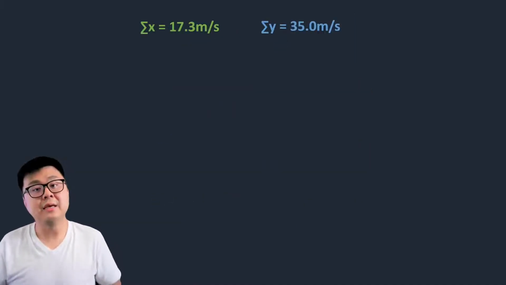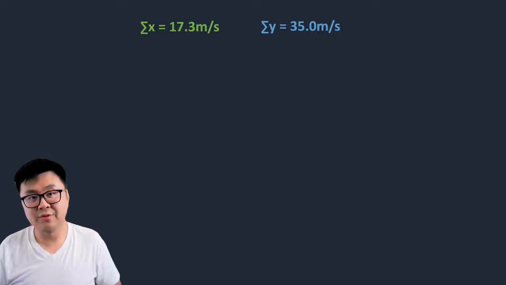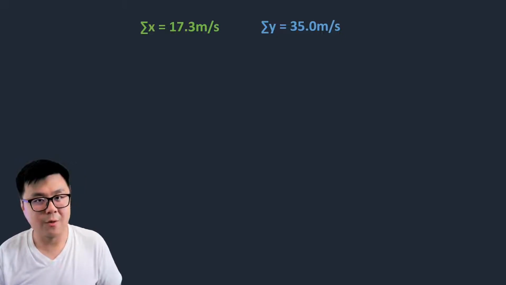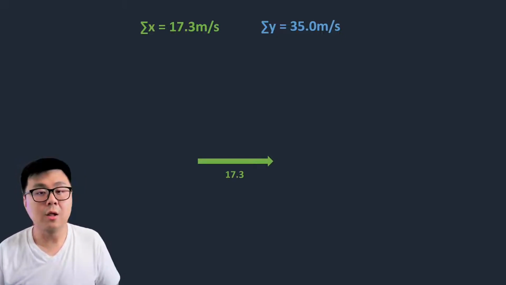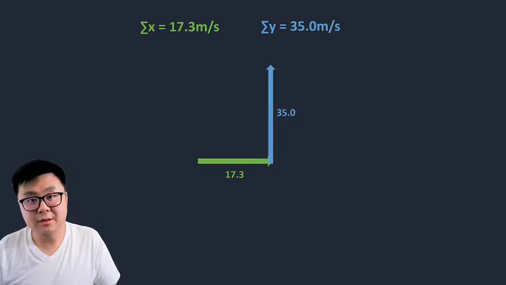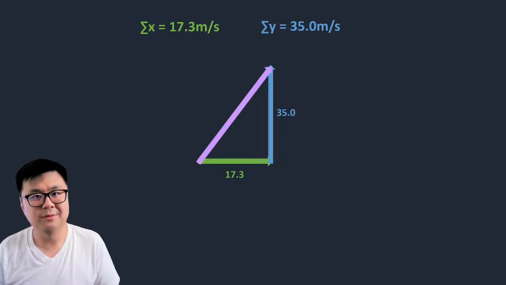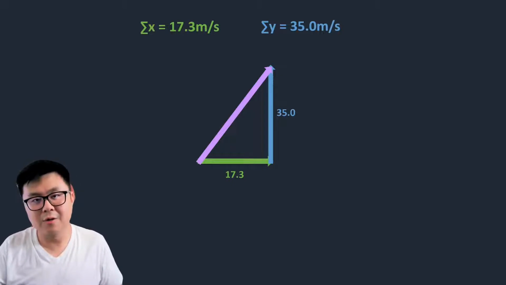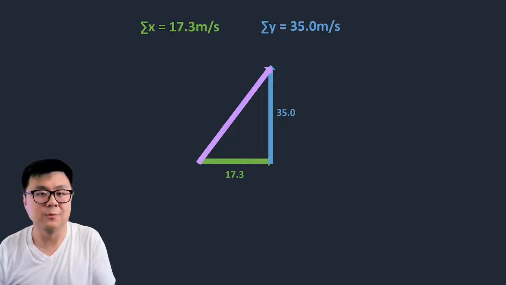Now that we know the overall x component and the overall y component of our overall vector sum, we can combine the x, or the horizontal component, along with the y component, or the vertical component, and that should give us the overall vector of this purple vector, right? Remember, we start from the very beginning, which is the base of the x arrow, and we go all the way till the end, which is the tip of the y arrow.